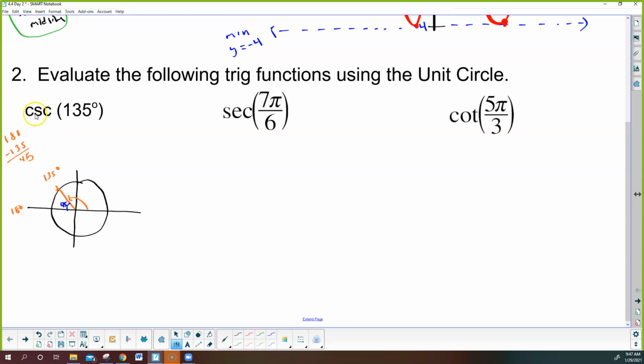And I know that cosecant is the reciprocal, actually maybe I'll write it here. This is the reciprocal of sine. Well, sine, if you remember, when we had the ordered pair here, sine was always the y value. So this is the same as 1 over y. So if I can figure out what the y value is, I'm going to just put it here and then simplify.